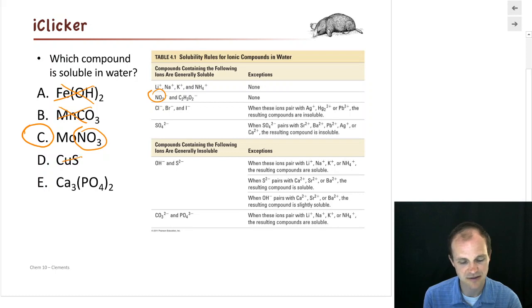Copper sulfide, sulfides, not generally soluble. Phosphates, not generally soluble, right? We know they're not on our list of generally soluble, so we probably assume they're insoluble, and we end up with C as the molybdenum 1 nitrate.